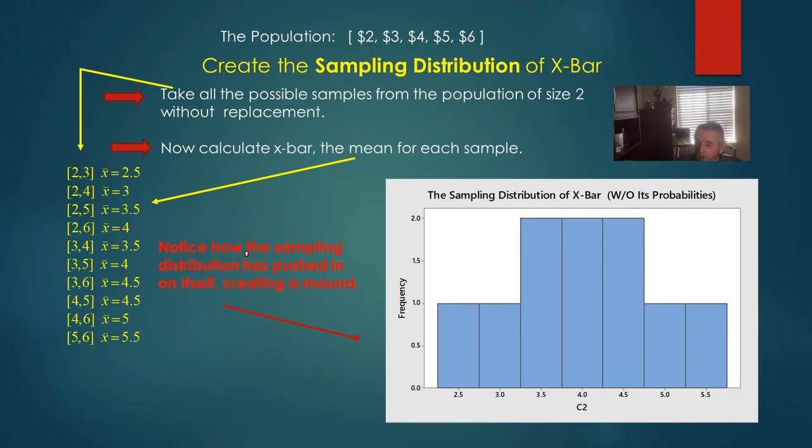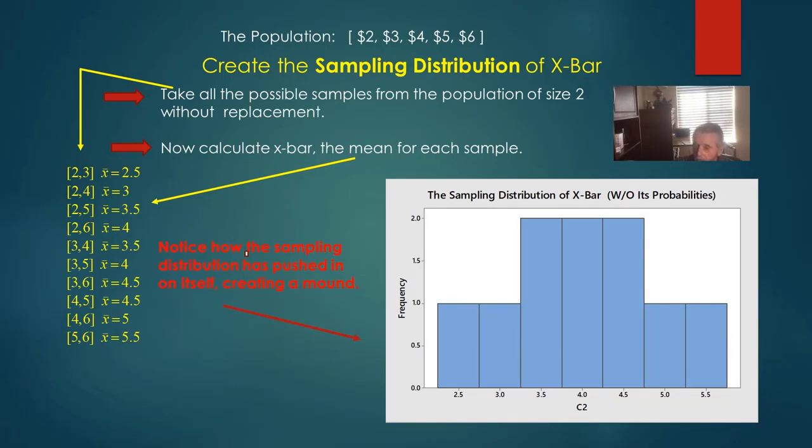You notice I listed them on the left side, that crooked yellow arrow pointing down there. 2, 3, 2, 4, 2, 5, 2, 6. It's on the left-hand side. Then 3, 4, 3, 5, 3, 6, 4, 5, 4, 6, 5, 6.